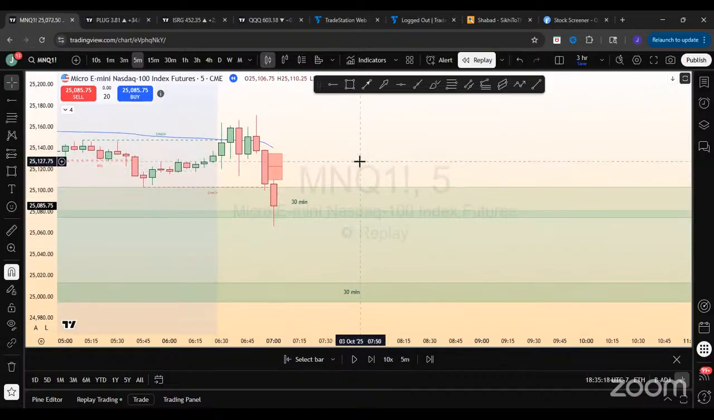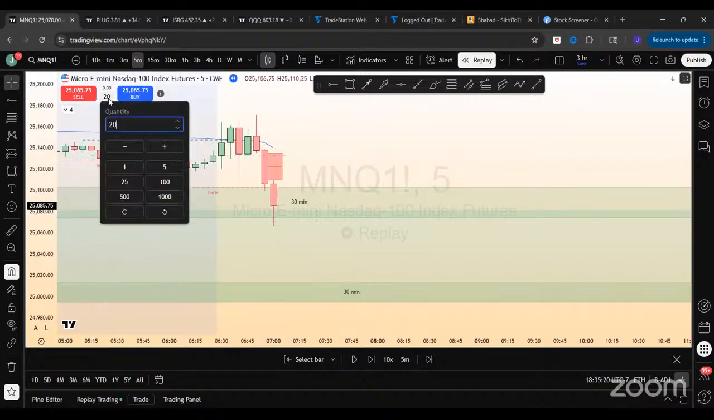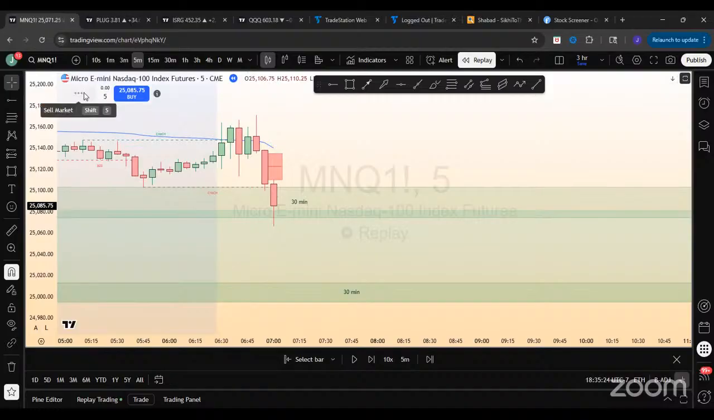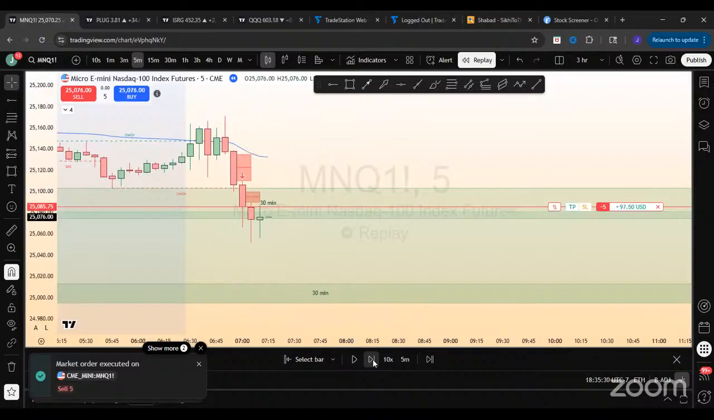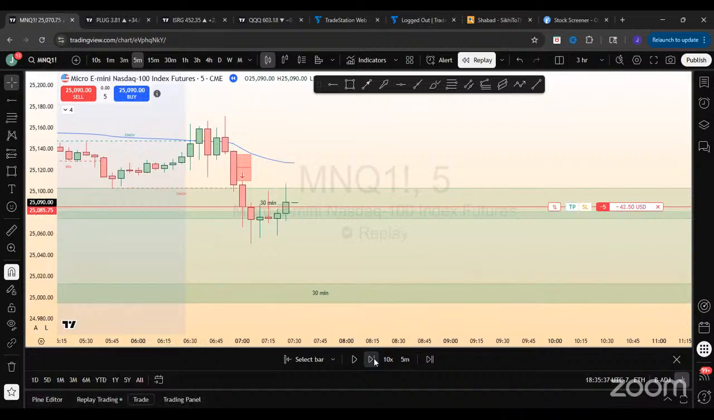And you can test it out, see how it works. Let me just open 5 short contracts here without doing anything, just looking at this. With the 5 contracts, I think I would have already made like 100 or $200 something.